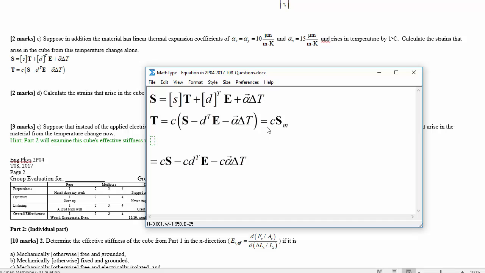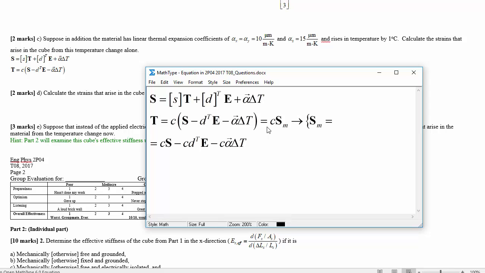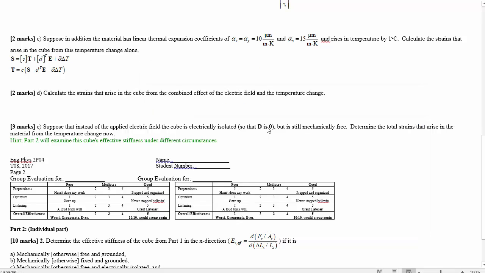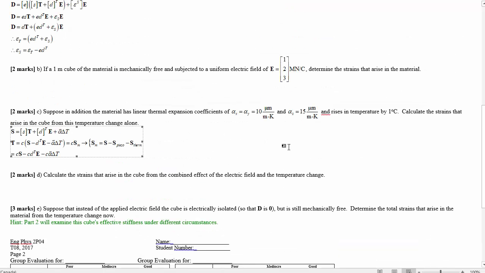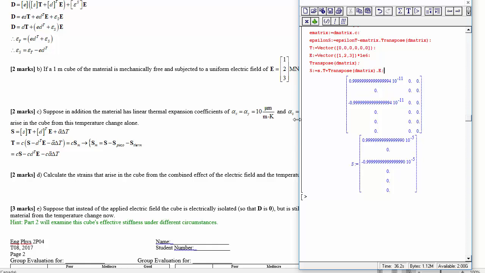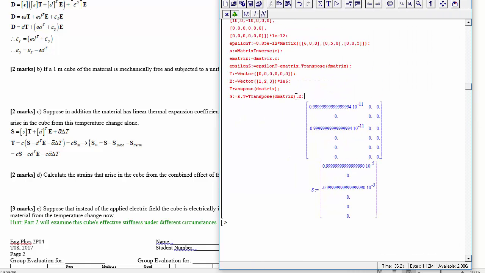and then go ahead and define that the mechanical stress is equal to the actual, or sorry, not stress, the mechanical strain. The mechanical strain is equal to the actual strain minus the piezo strain minus the thermal strain. Okay. Piezo strain, thermal strain. Cool.